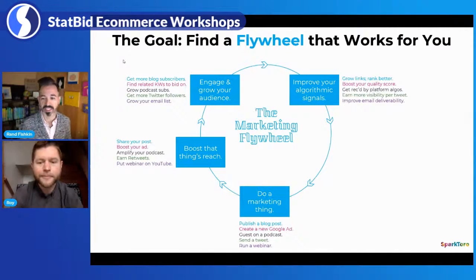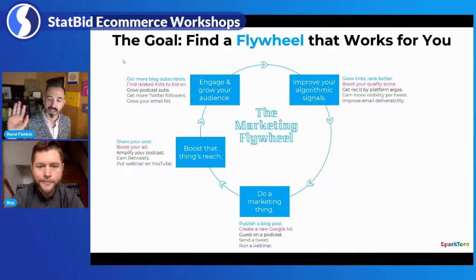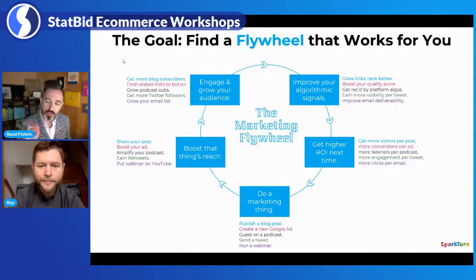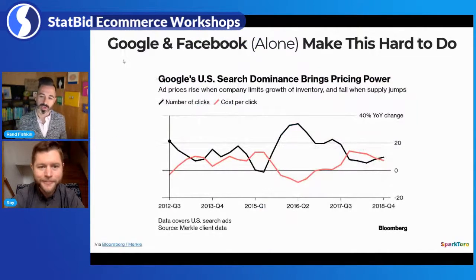Email deliverability systems and whatever, Gmail and all of those kinds of things. And so when you do this next time, when you repeat this process, you get a higher return on investment because you have more people you're reaching and you have better algorithmic signals. And slowly but surely, this builds a competitive advantage, right? This gets you to where you want to go.